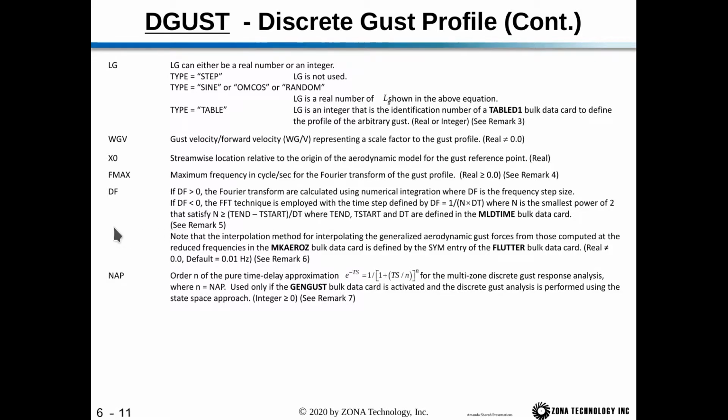Now the interpolation method for interpolating the generalized aerodynamic gust forces from those computed at the reduced frequencies in the MK-AERO-Z card is defined by the symmetry of the flutter bulk data card. And the default for df here is 0.01 hertz. And then lastly, we have the NAP field. This is the order n of the pure time delay approximation e to the minus ts, which is approximated by 1 over 1 plus ts over n to the power n for the multi-zone discrete gust response analysis, where n is equal to NAP. This is only used if the GenGust bulk data card is activated and the discrete gust analysis is performed using the state space approach.